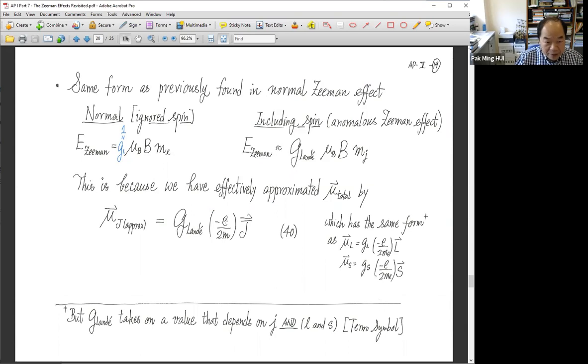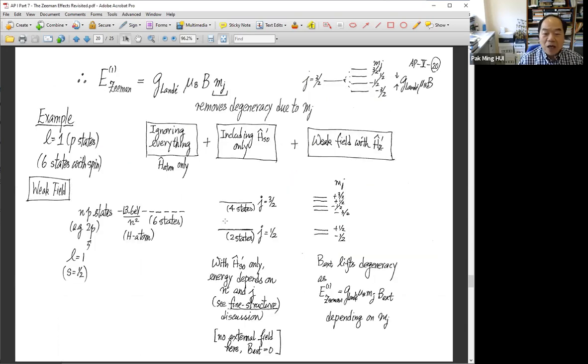I already explained this. Okay. So let's look at what happened. Let's look again at our favorite system, 2p. Okay, we did it for the strong field Zeeman. We find 5 different levels. Okay, now let's look at this.